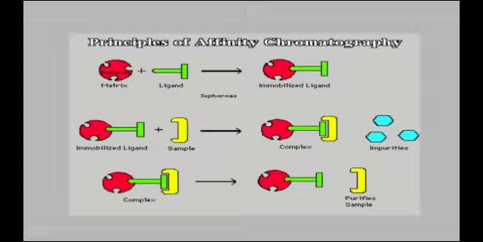In the second part of the image, a change in conditions is applied, for example, a shift in pH. This disrupts the binding, and the target molecules are released, exiting the column. The image captures the two essential stages of affinity chromatography: first, specific binding, and second, controlled release. Now that we understand the principle, the next question is, what makes this method possible? To answer that, let us look at the components of affinity chromatography.